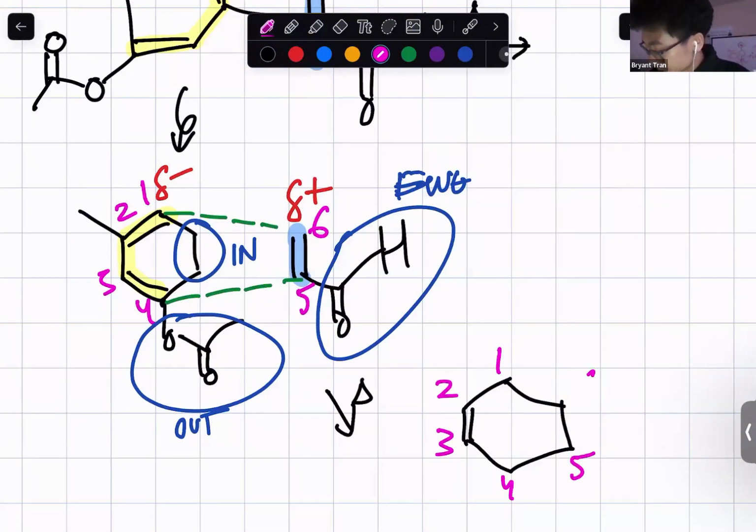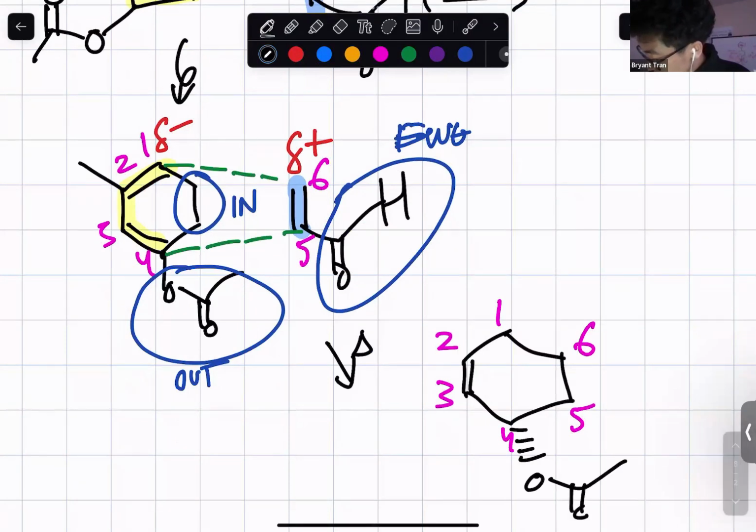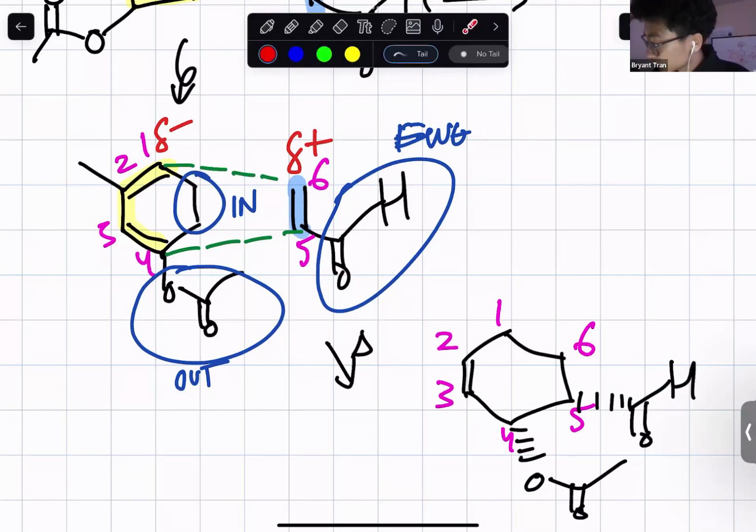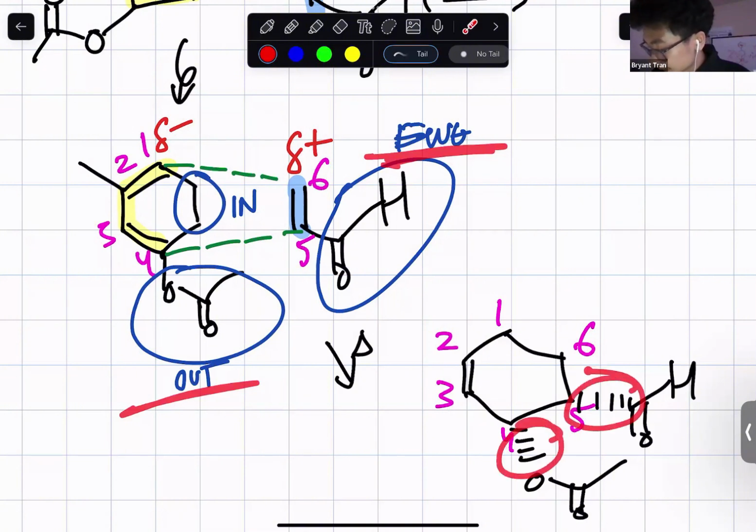Now let's follow the endo rule here. We know that the out group has to be cis to the EWG. So let's make the out group a dash. That would make this aldehyde also a dash, because that follows the endo rule. The out group has to be cis, the same side as the EWG, dash and dash.